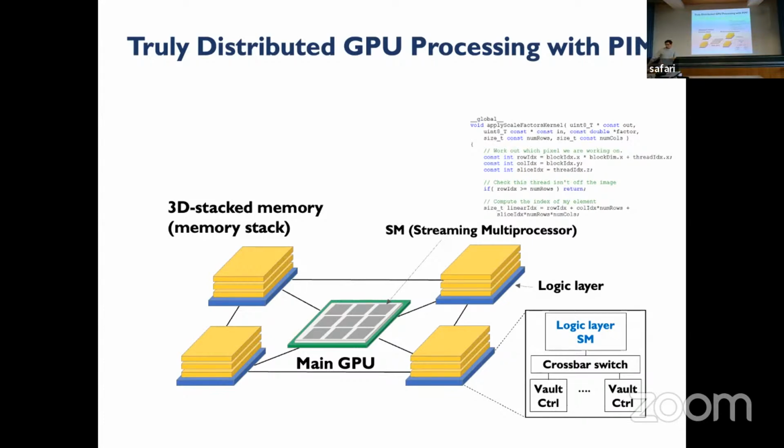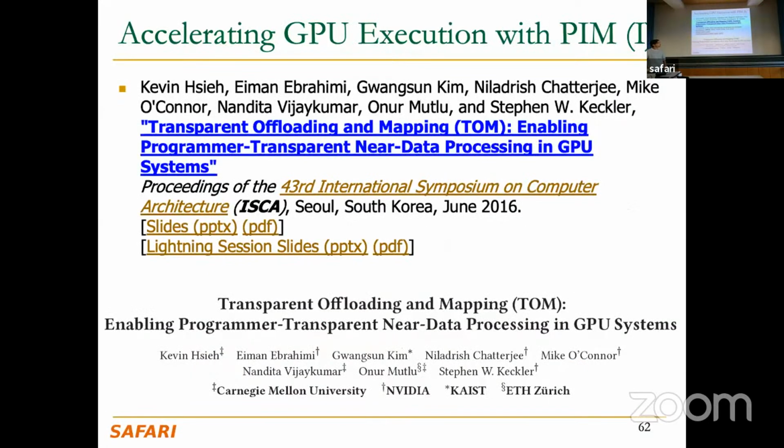By the way, this configuration is not much different from the configuration of current GPUs. If you look at current GPUs with HBM memory, you will see the main GPU in the middle, and then there are five or six stacks of HBM memory. The only thing that is not there yet is the small SMs inside the logic layer, or somewhere in the memory stacks. So this idea of using processing in memory for GPUs as well has been explored in multiple works.